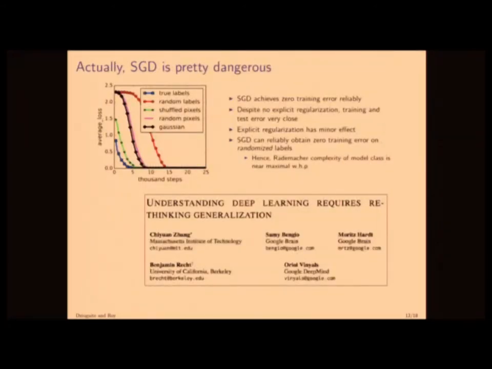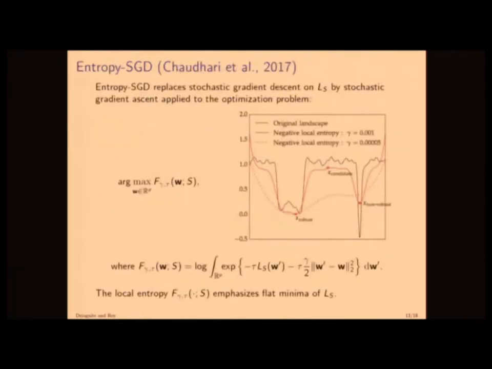So we're thinking about better algorithms, and we come across this entropy SGD work. They make claims about having better generalization than SGD. There's a connection they outlined to flat minima, so we were intrigued and looked at it. And so we thought, okay, let's study a different algorithm, maybe one that doesn't overfit as rapidly. So what is entropy SGD? It replaces stochastic gradient descent on the empirical risk surface with stochastic gradient ascent on the local entropy surface.